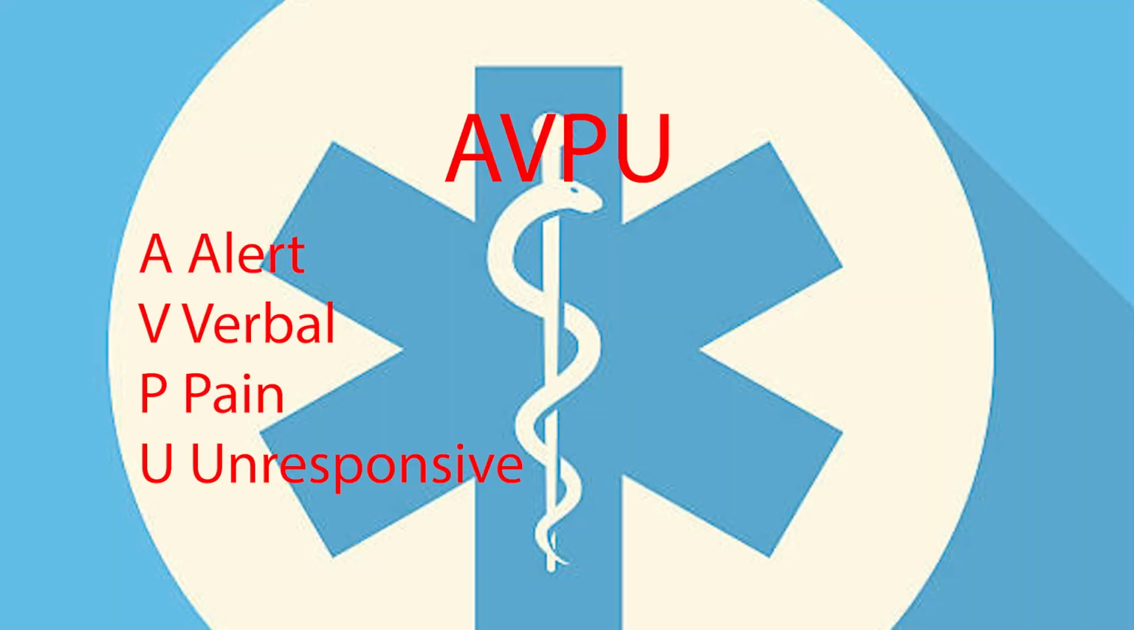And D is 4 more letters. So you got your A, V, P, and U. AVPU. AVPU stands for alert, verbal, pain, unresponsive. So if your patient's talking to you, then they're an A. If they're just sitting there and you call out their name, hey Bill, and they look at you, then they're a V. So they're responsive to verbal stimuli.